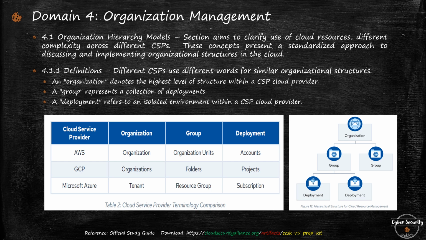But different cloud providers use different terms. That is very key, and hence I have added these two figures. If you see, AWS calls it organization. GCP also calls it organization, but Microsoft calls it tenant. When you go to groups, AWS calls them organizational units, while GCP calls them folders, and Microsoft calls them resource groups. Similarly, for deployment, it's called account in AWS, projects in GCP, and subscription in Microsoft Azure. The key is not about remembering these words, but understanding what organization, group, and deployment help you with, and this is what we are going to understand and plan ahead for when we do our first deployment.